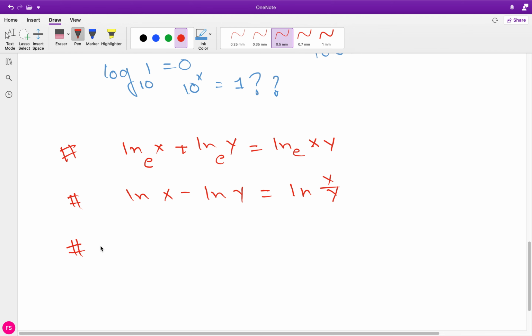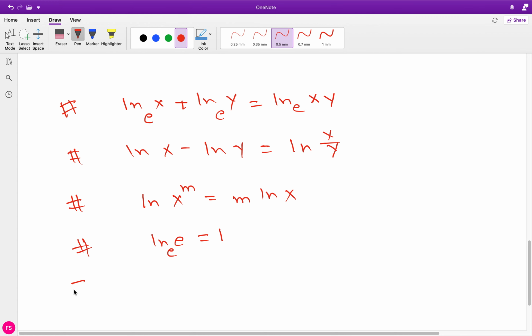Number 3, if you have ln of x to the power of m, this equals m ln x as well. If you have ln of e, this equals 1 because the base is also e. The fifth one, ln of 1 to a base of e, this gives you 0. Even e to the power of 0 will also give you 1.